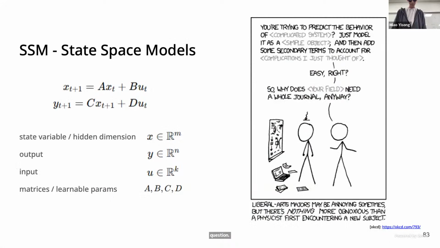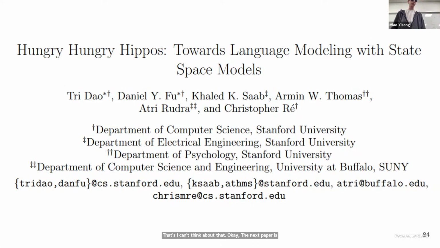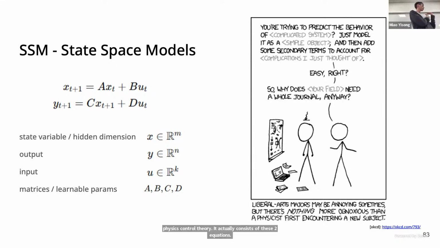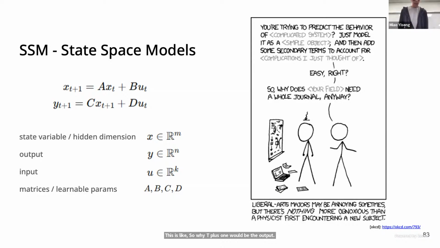Okay. The next paper is Hungry Hungry Hippos, H3. State space models are actually a thing which you learn in physics and control theory. It consists of these two equations. Xt is a state variable, or basically what we consider a hidden state. If you compare it to an RNN, this would be the hidden state. This is an entirely different class of models from RWKV. Yt plus 1 would be the output. U is the input. And the matrices and the learnable parameters here are A, B, C, and D. So this is a very straightforward equation for representing different systems and their interactions.